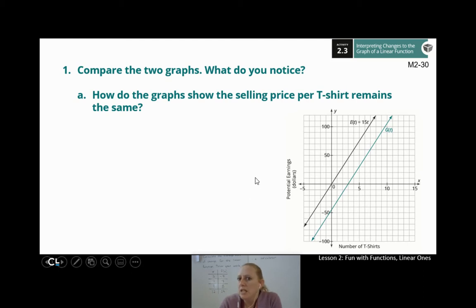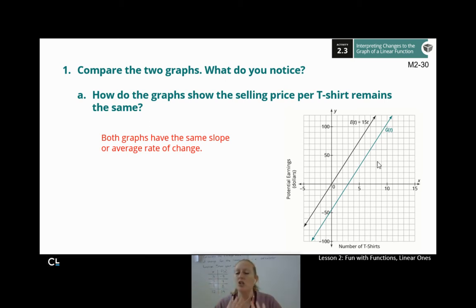So she's still selling them for $15 per t-shirt. And if you recall from last time, that was our slope, right? That was our average rate of change. So sure enough, both graphs have the same slope. Both graphs have the same rate of change. So the price per t-shirt has not changed. Our slopes have stayed the same. Our average rate of change has stayed the same.